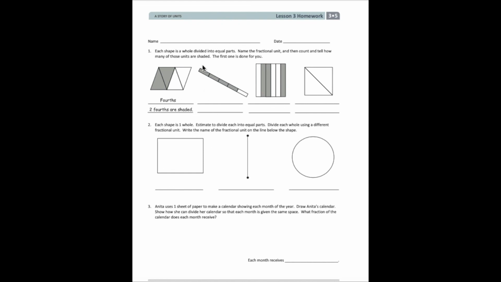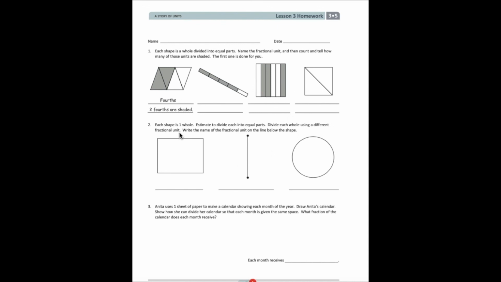The next line asks us to count and tell how many of those units are shaded. So we're talking about fifths. We have 1, 2, 3, 4. 4 fifths are shaded, just like in our example. We would write 4 fifths are shaded. And you're going to do that for this shape, and you're going to do that for this shape. Don't get tricked. There's nothing shaded here.